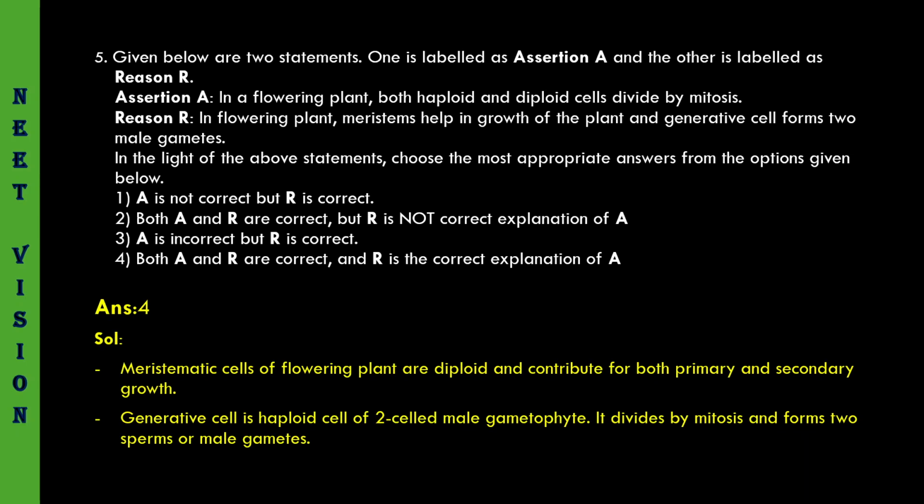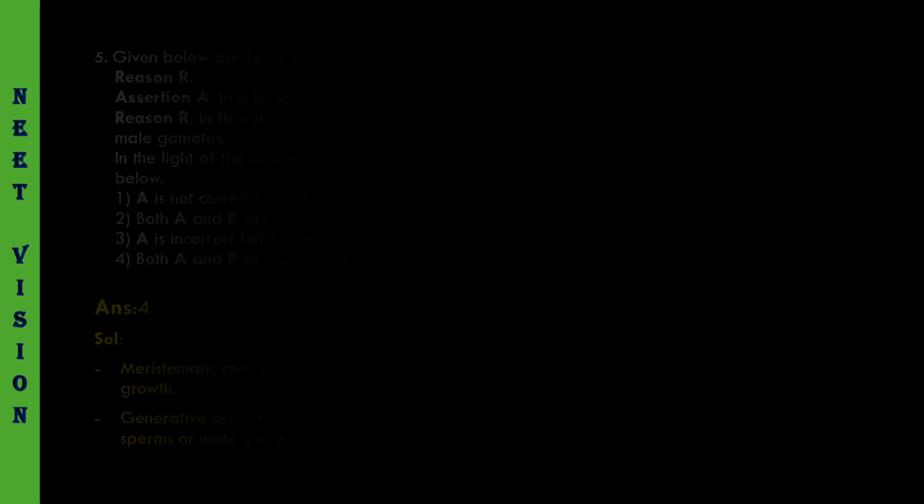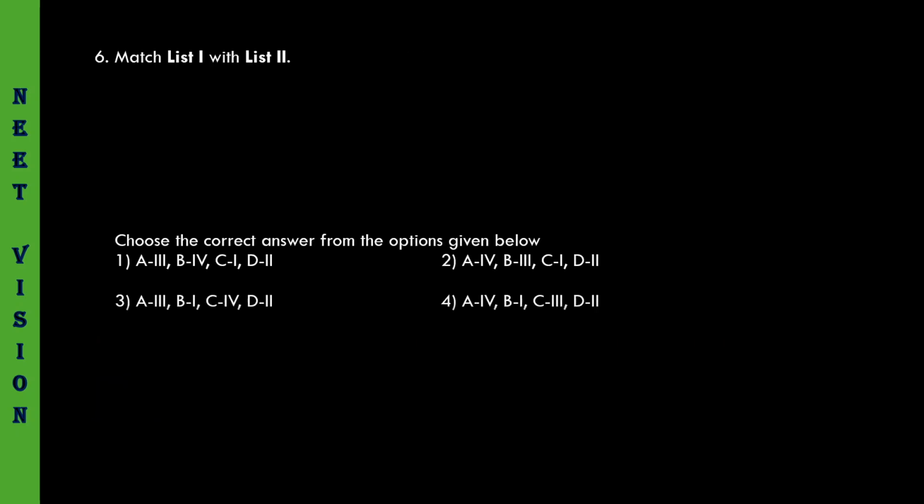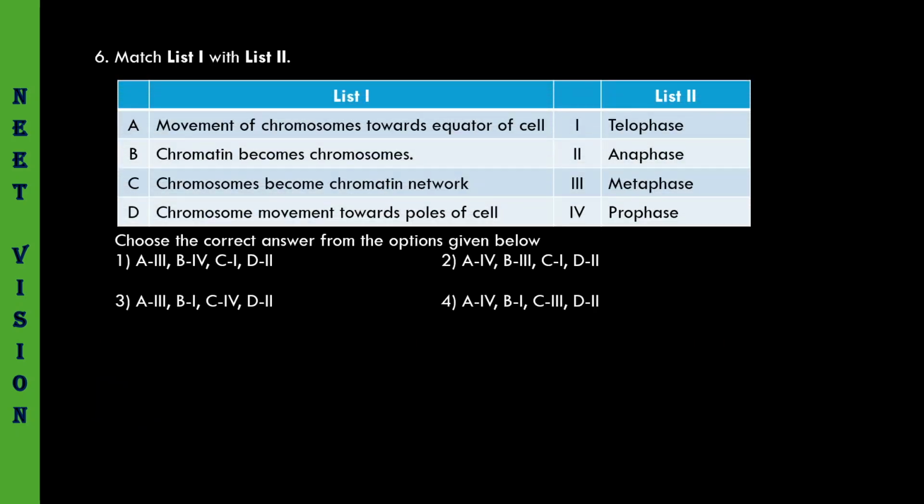Let us enter into the next question. It is a matching type. Carefully look at this one. Movement of chromosomes towards equator of the cell. Toward the equator of the cell, the chromosomes move during early metaphase or metaphasic stage. So A3, that is the first option, third option. So you can omit second and fourth options.